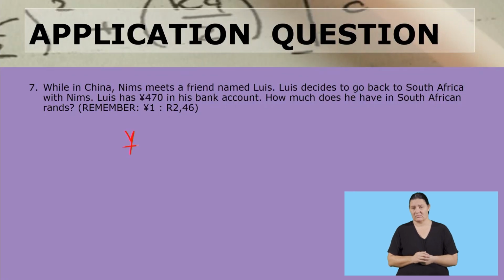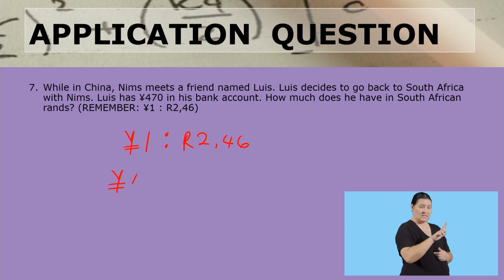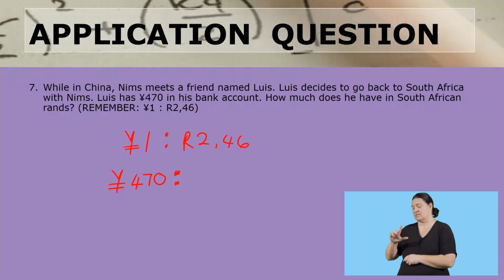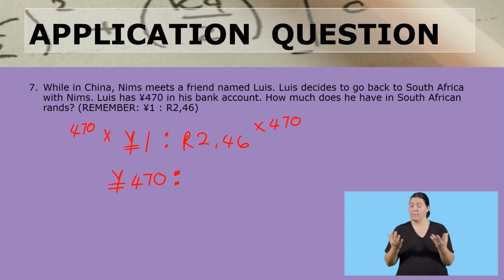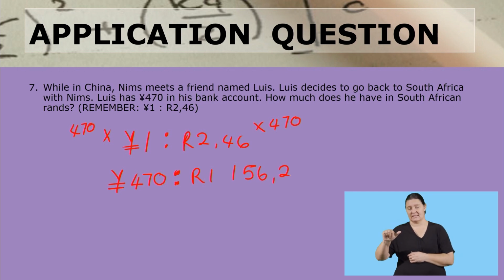So we have 1 yen is to 2 rands and 46 cents. We need to get to 470 yen. How did we move from 1 yen to 470? Do you remember how we move in our ratios or in our rates? Sorry, we are going to multiply by 470. That means even with the 2 rands and 46 cents, we are going to multiply by 470. And on your calculator, when you say 2 rands and 46 cents multiplied by 470, that is going to give you an answer of 1,156 rands and 20 cents.